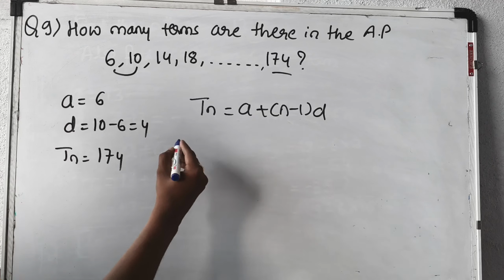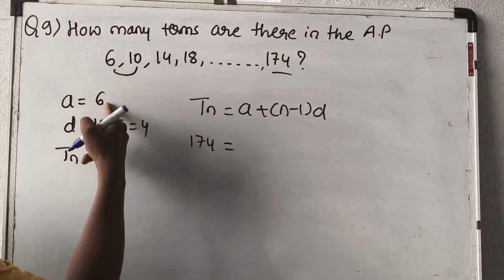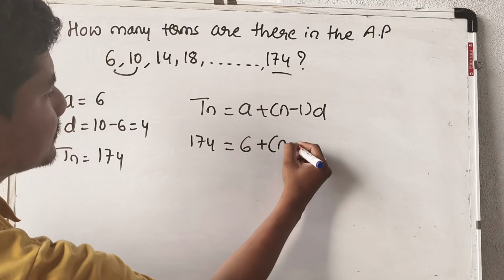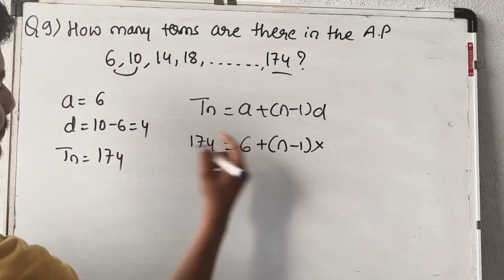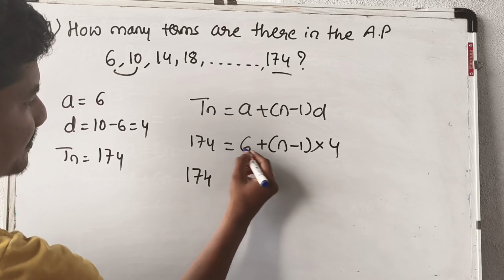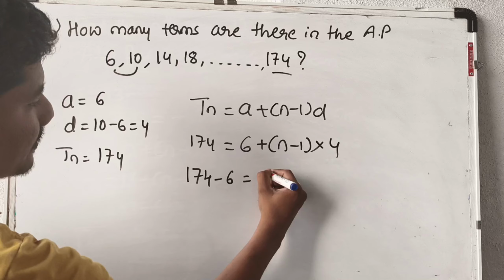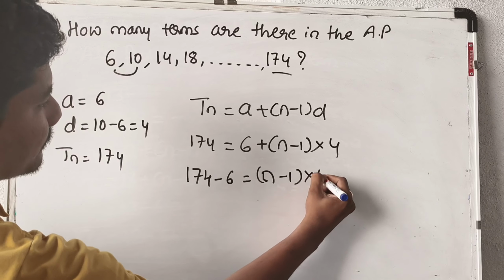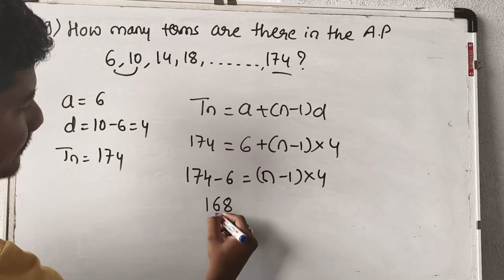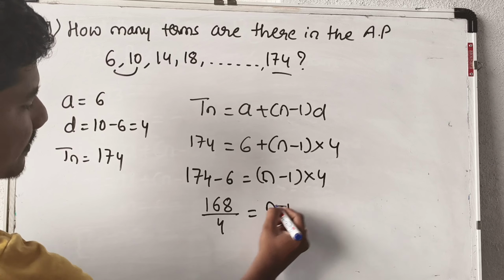To find that, I am using this formula: Tn = a + (n - 1)d. Here the nth term is given as 174 and the first term is 6. We don't know which term 174 is, and the common difference is 4. Bring plus 6 this side, what happens? Minus 6. 174 minus 6 is (n - 1) into 4. 174 minus 6 is 168, and into 4 becomes divided by 4, equal to n minus 1.